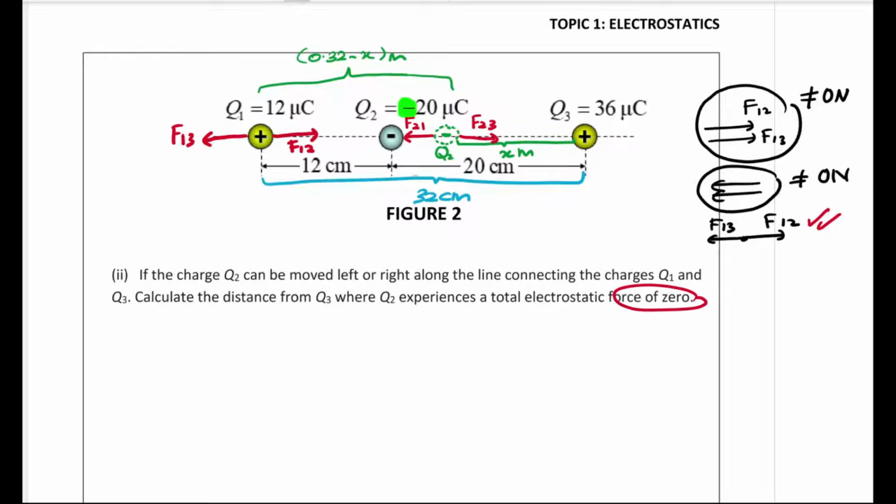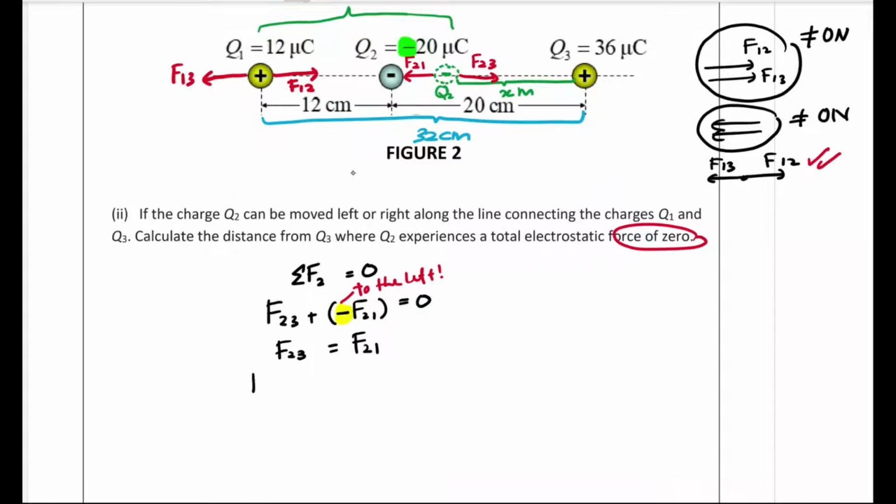So, now we start with the information that we have. Okay, the total force on charge 2 is equal to 0. Okay, now we total all the forces. So F23 is to the right plus F21 is to the left, is equal to 0. So, jadi ini adalah negatif because to the left. Kan direction tadi to the left. So, now F23 equal to F21.